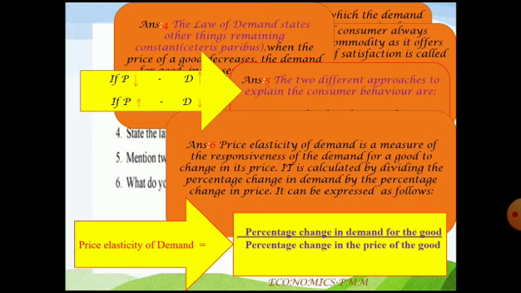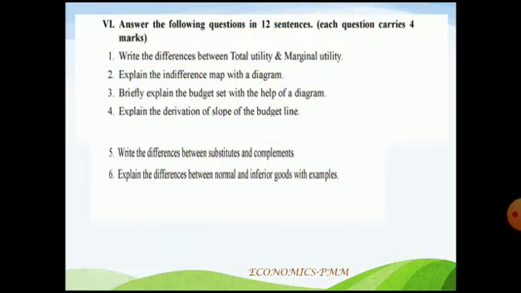Moving to the next part, 4 marks. We already discussed this all in the previous sessions. Write the differences between total utility and marginal utility. Explain the indifference map. Just now we have discussed what is indifference map. It is nothing but set or a group of indifference curve is called as indifference map. You have to explain with the help of diagram.